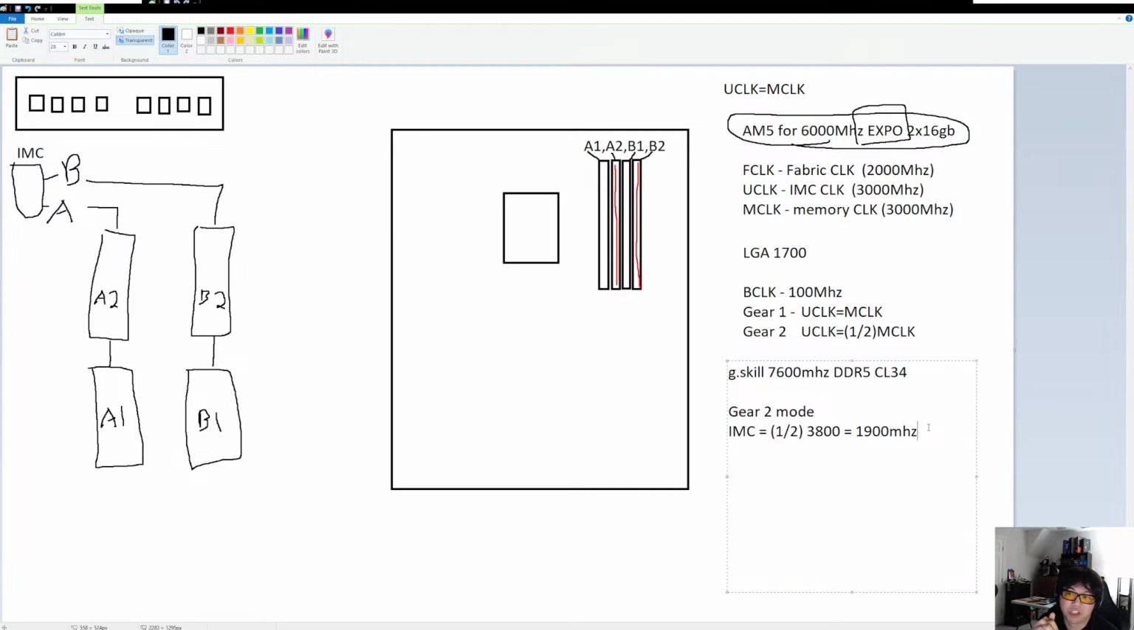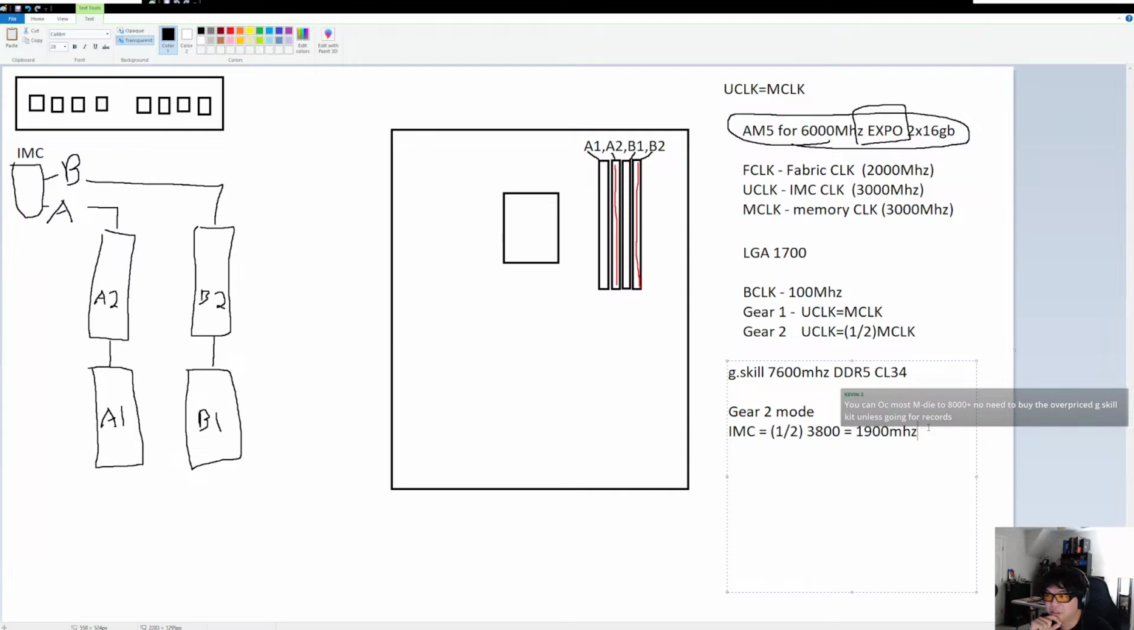You're also going to have to adjust the VCCSA voltage, and some of those other sub voltages on the IMC are going to have to be adjusted. Even then, I still think if you want full stability, you're going to have to run in Gear 2 mode. I'll tell you, I have not been able to get my Intel processor to run in Gear 1 mode at the rated speed.